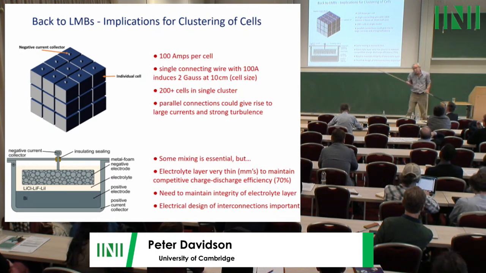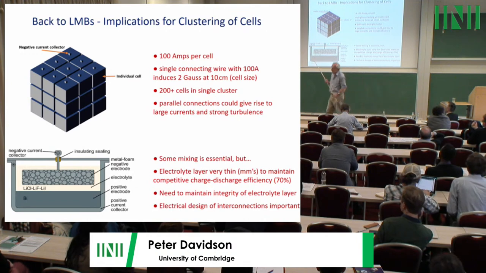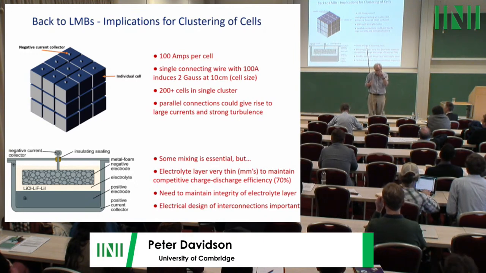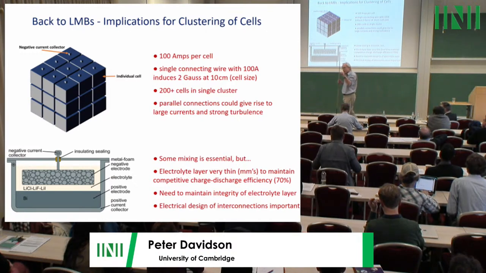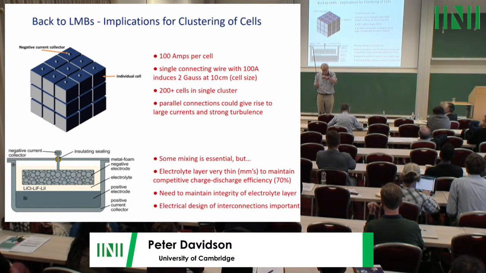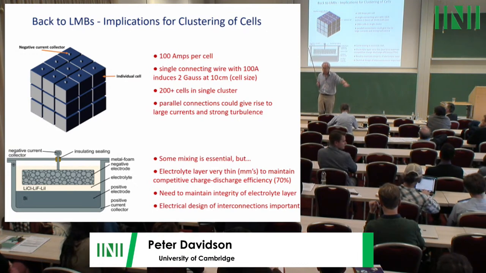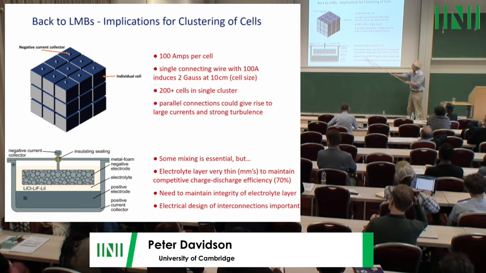Now, in some sense, and Frank alluded to this, that's good because you want some mixing of the layers. You want to keep the layers reasonably mixed. But remember, the electrolyte is, by design, really very thin. If you let it get larger than, say, 5 millimeters, your round-trip charge-discharge efficiency is not competitive with pumped hydro anymore. So it's very thin, maybe thinner. And you're driving these large turbulent swirling flows, and so the natural concern, of course, is that you could disrupt the integrity of the electrolyte layer.